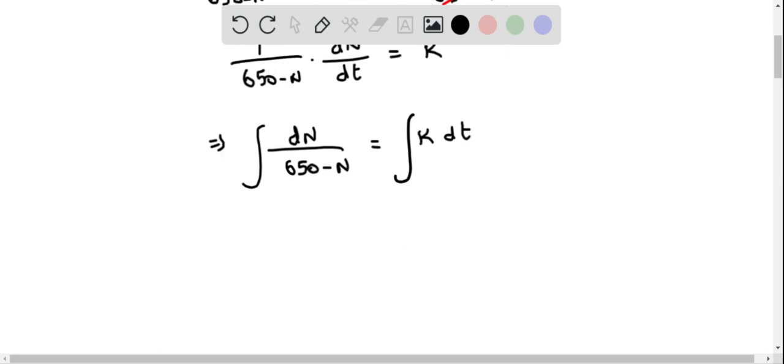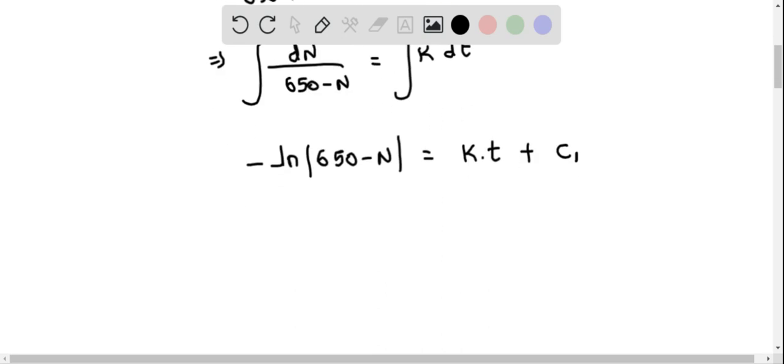Integration of 1 over 650 minus n equals negative natural logarithm of the absolute value of 650 minus n. This equals, if we integrate k dt, k is a constant, and the integration of dt is just t. We also put the integration constant, which is c1. Now let's divide both sides by negative. Therefore, we get natural logarithm of the absolute value of 650 minus n equals negative kt minus c1.